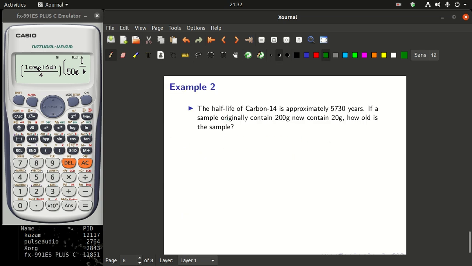And this one: the half-life of carbon is approximately this number of years. If a sample originally contains 200 grams, and now contains this, how old is the sample? The half-life is given. Half-life means this thing is actually decreasing, so we want to use decay.